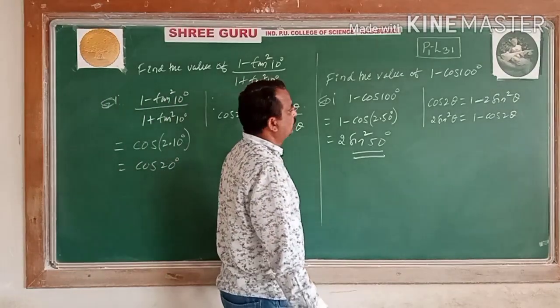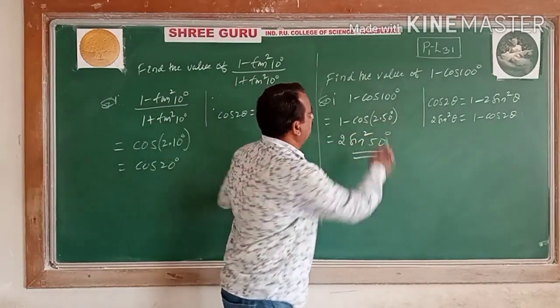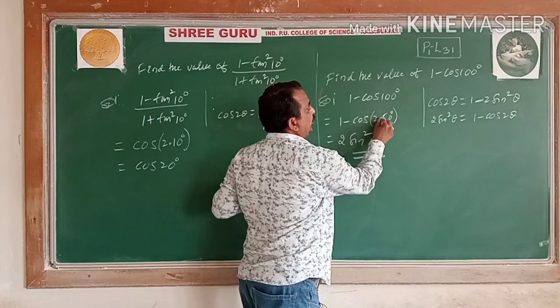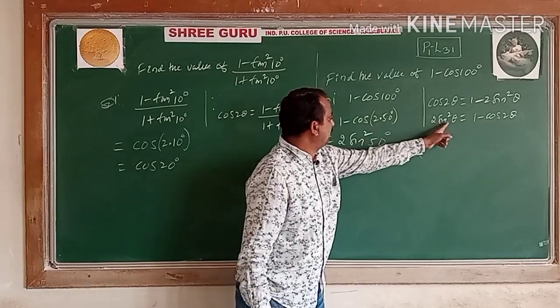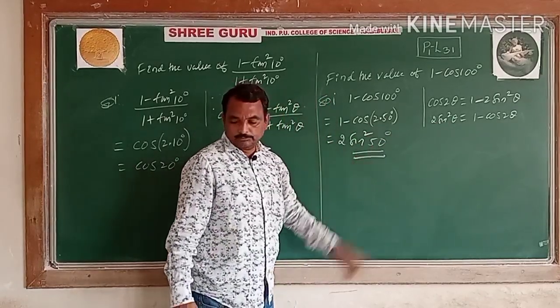Is it clear to all of you? 1 minus cos 2 theta I have taken. 100 degree I have converted to 2 theta, 2 into 50 degree. So converted in terms of theta: 2 sin square theta. Theta is how much here? 50 degree.